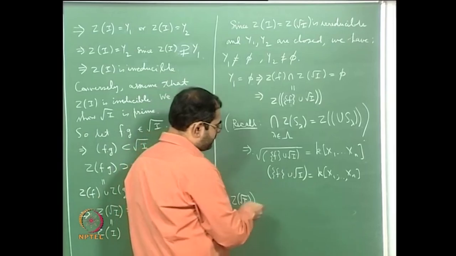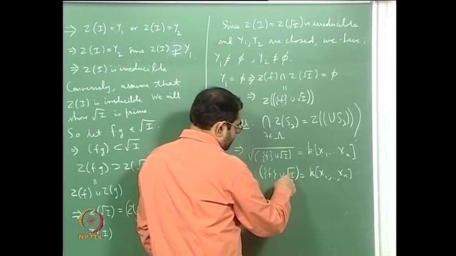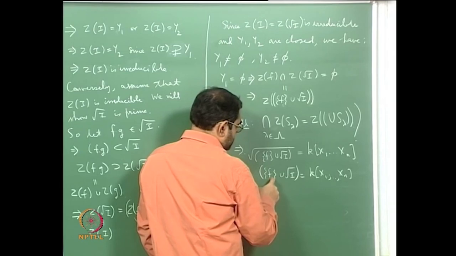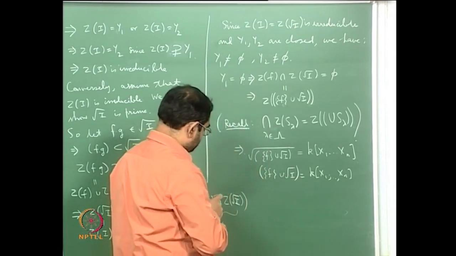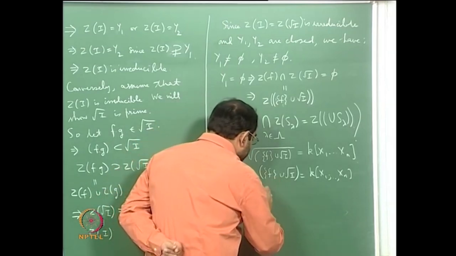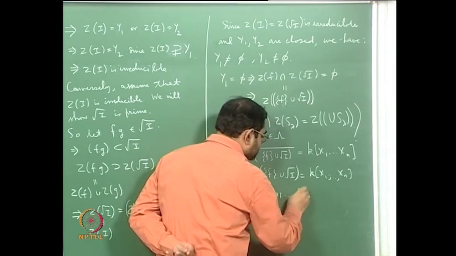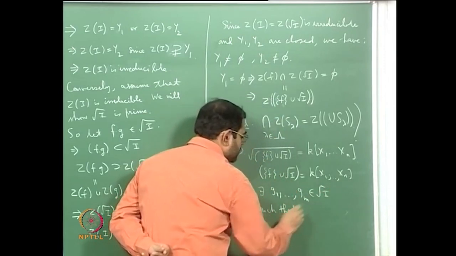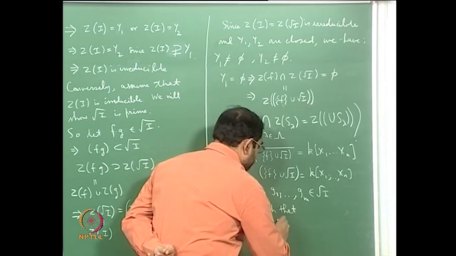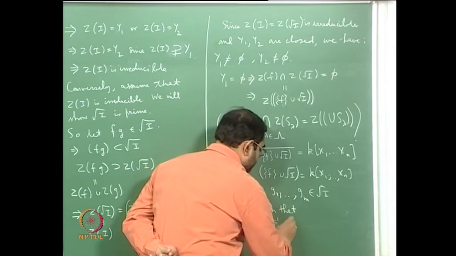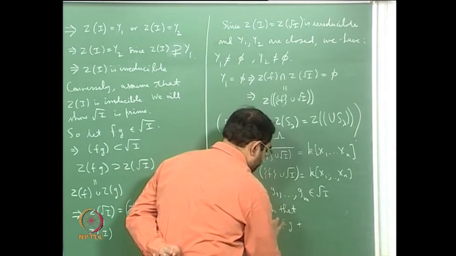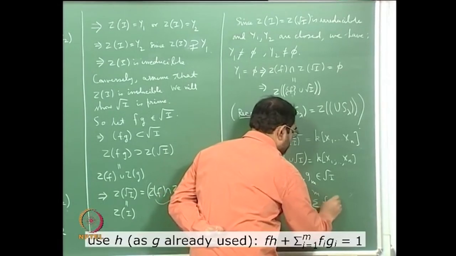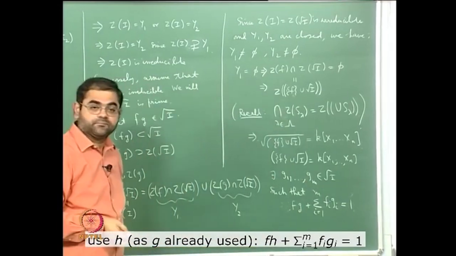And what this will tell you is the following: there exist g1 through gm in rad I such that the sum of f·g plus the sum over i equal to 1 to m of f_i g_i is 1. This is what it tells you.